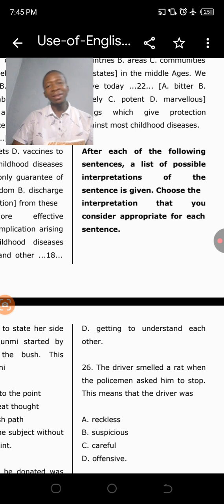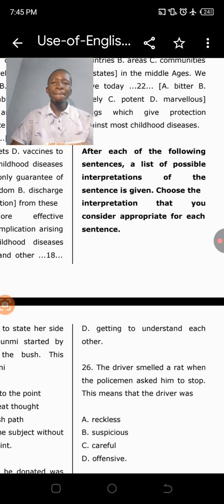We'll be looking at sentence interpretation, which is heavily related to idiomatic expressions in the English language. Most students actually run away from idiomatic expressions, but eventually they realize that they cannot escape from it. And when they come face to face with it in the exam hall, they get confused and stranded.